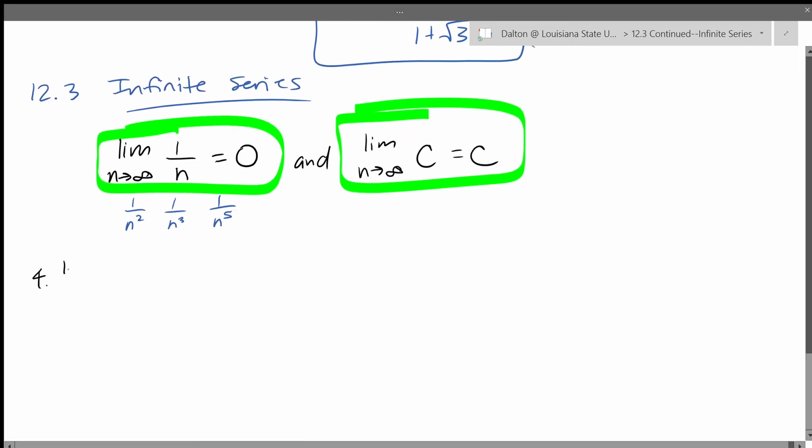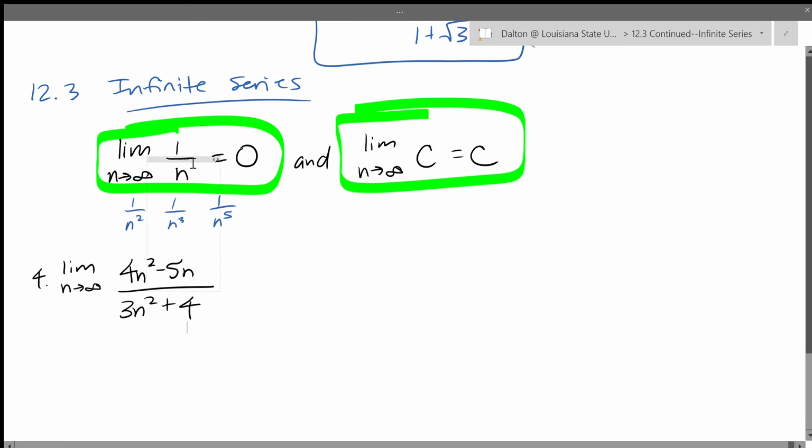If I asked you, what is the limit as n approaches infinity? My n's kind of look like h's sometimes. Here we go. The limit as n approaches infinity of 4n squared minus 5n all over 3n squared plus 4.